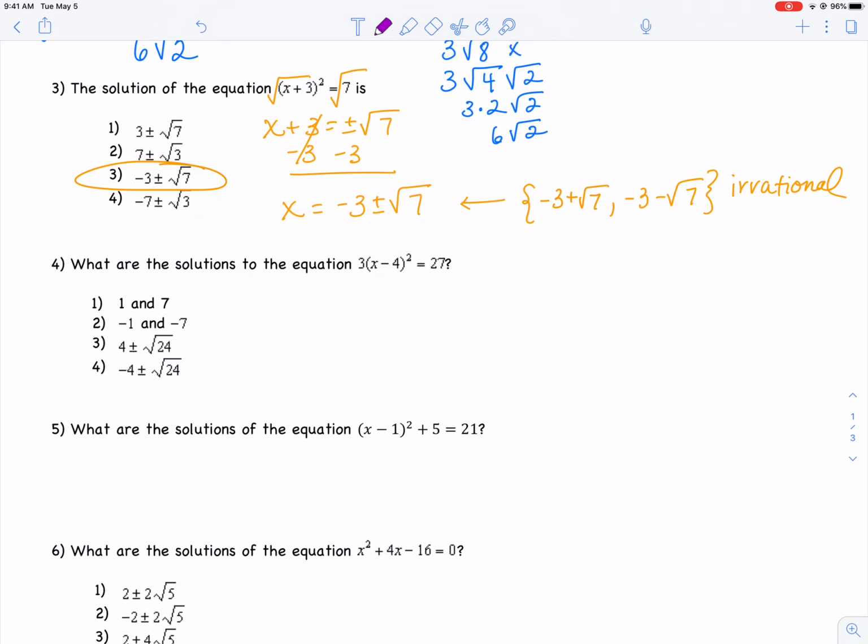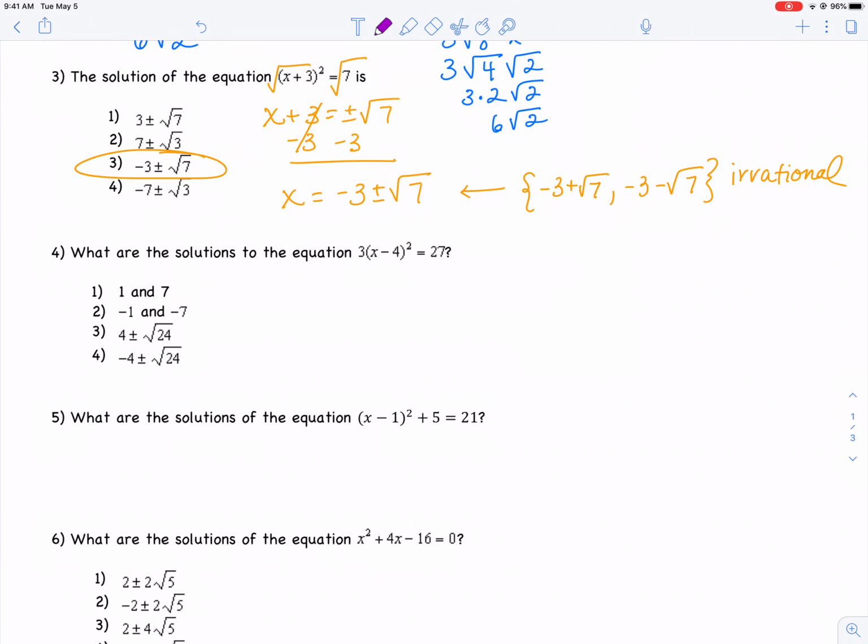Okay, let's look at the next one. In this next one, number 4, you need to get your squared term by itself. You have that extra step of, since 3 is being multiplied by x minus 4 squared, don't distribute it. You would never distribute it because you would have to do the exponent first, but you want to get the squared term by itself. Divide by 3 to get x minus 4 squared equals 9. Now I want you to take note. That's a perfect square.